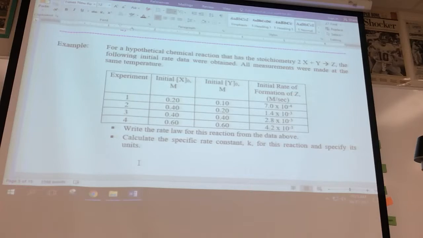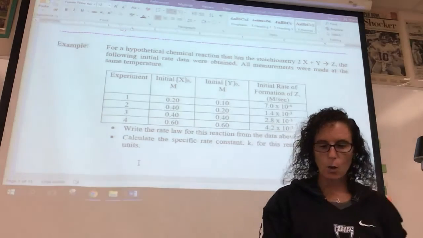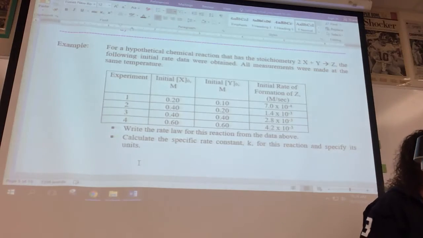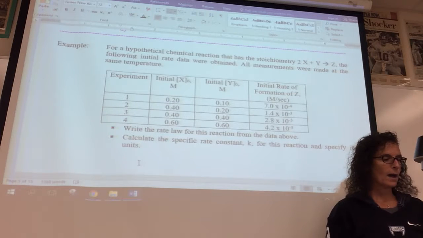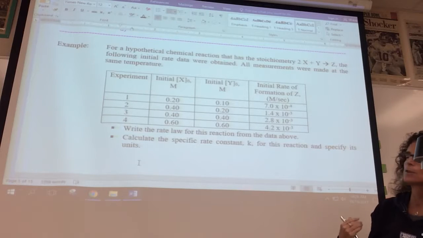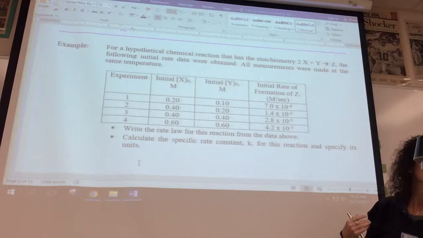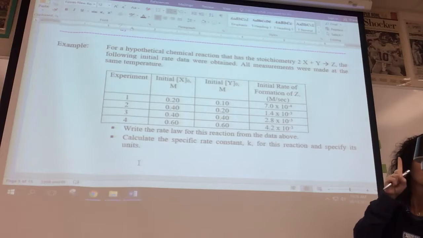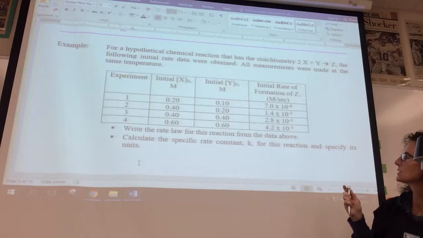When you look at this data table, the first thing you always want to find is where you can hold the concentration of one of the reactants constant and the other one changes. So where is concentration constant and the other changes? Experiments 2 and 3. You can hold X constant and Y is going to change. Y doubles, the rate doubles, indicating the order with respect to Y is first, because 2 to the M would be 2, and we'll write that out in just a sec.